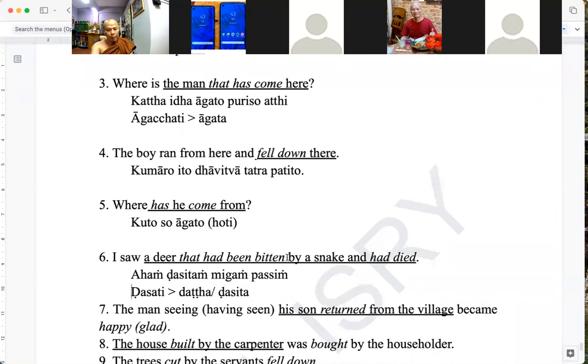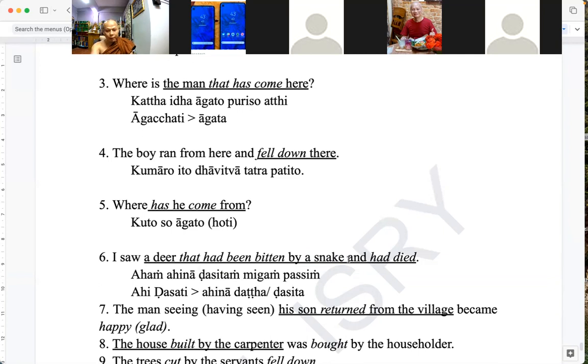Now, by a snake. Maybe as simple as ahi daṃsati. Ahi: in the past participle it will be expressed with ahinā, because here it is singular, by a snake, ahinā, not ahīhi. So that is fine. The ahinā is also the agent of that past participle daṭṭha, that is fine. So ahinā daṭṭha, ahinā daṭṭha.